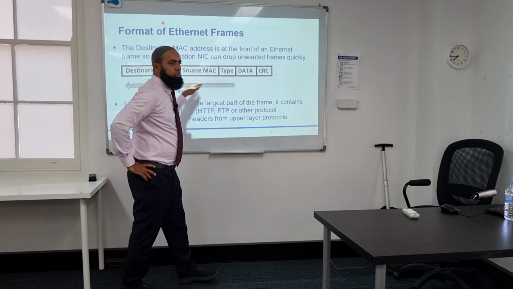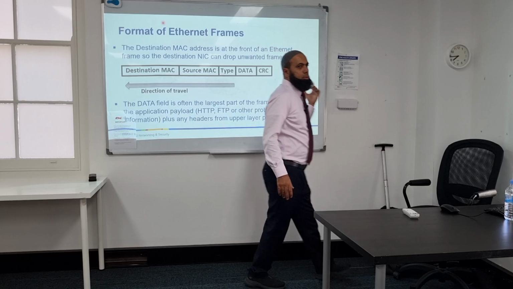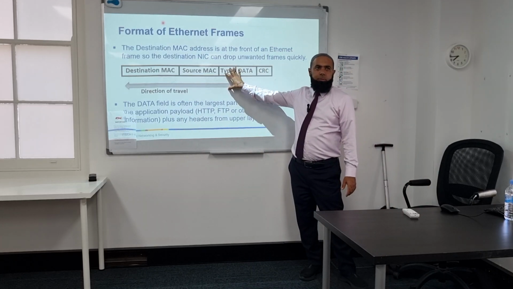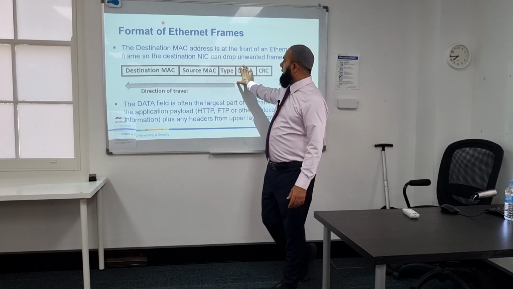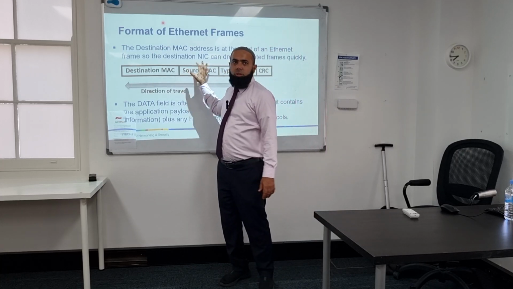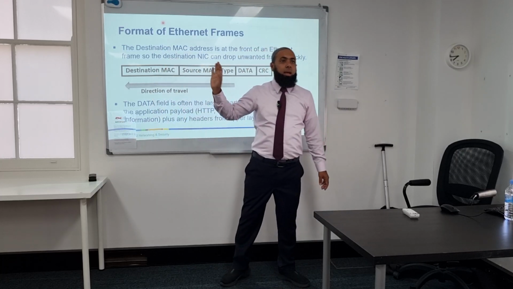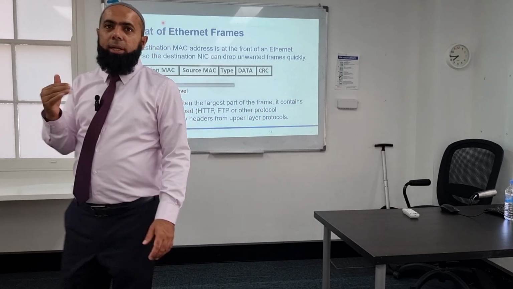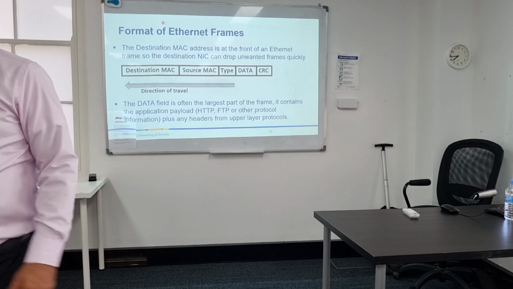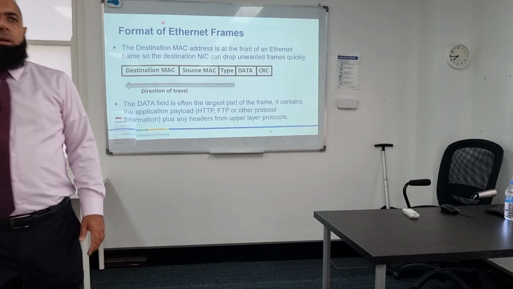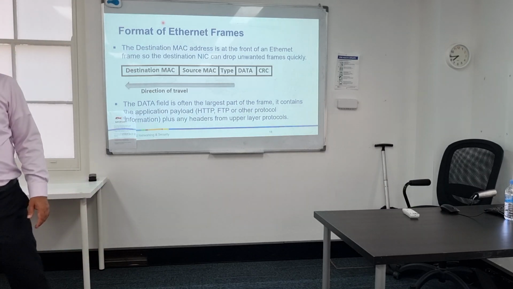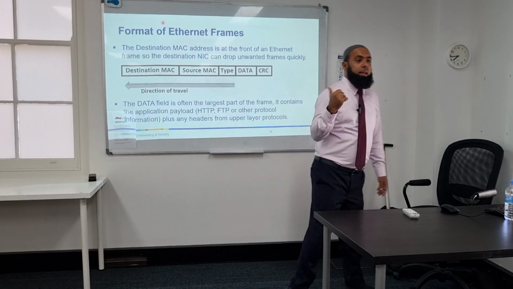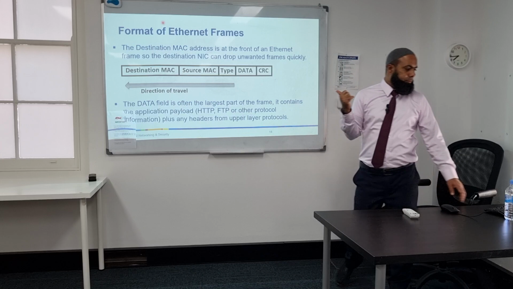First it has a circular redundancy check. It has a data, some type. What's the type of that? We'll see. Source MAC address and destination address. And those addresses are what? These are unique. Is it a permanent address or a temporary one? Permanent one. Your IP address can change, but that can't be changed.